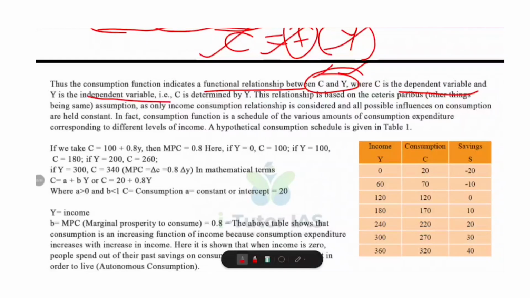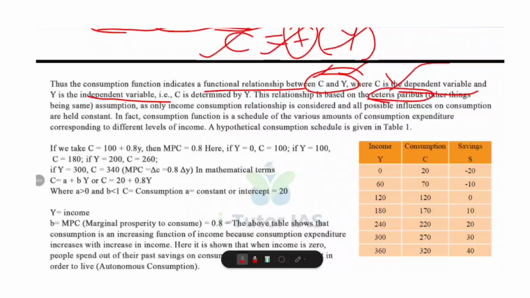This relationship is studied under the assumption of ceteris paribus. Ceteris paribus means other things remaining the same. The term ceteris paribus is commonly used in economics.